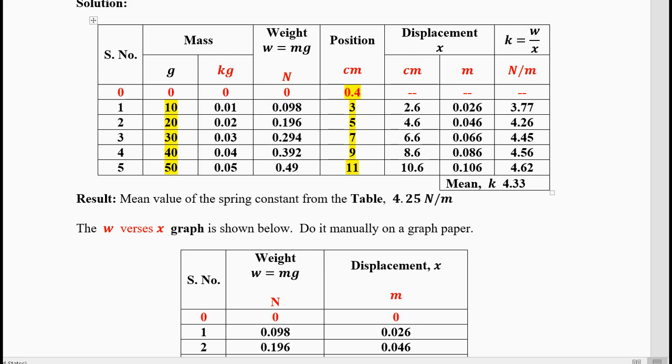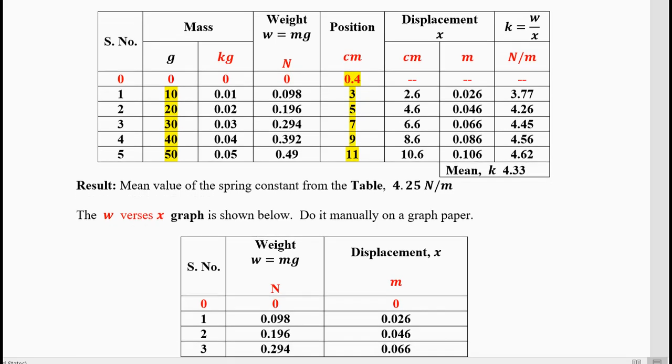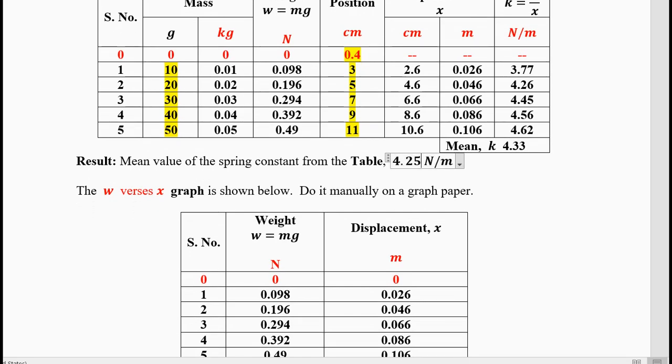4.62. The mean will be the mutawasat, the average between the smallest and the largest. Do your calculation carefully. You will get 4.33 newtons per meter. It is not 25, it is 4.33 newtons per meter.